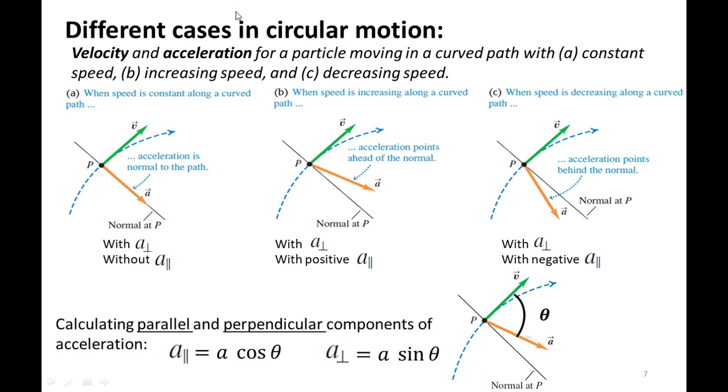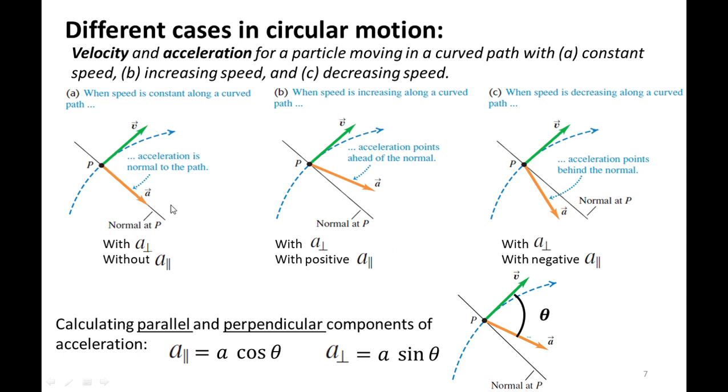So here we have different cases in circular motion: the velocity and acceleration of a particle moving in a curved path. Here we have constant speed for case A. For case B, we have increasing speed, and for case C, we have decreasing speed. So again, the perpendicular acceleration is required for circular motion. That's why all of these cases of circular motion have a perpendicular acceleration present.